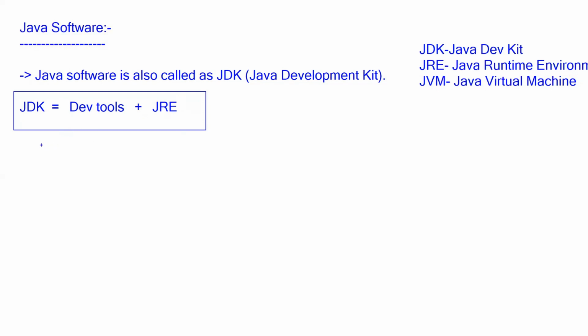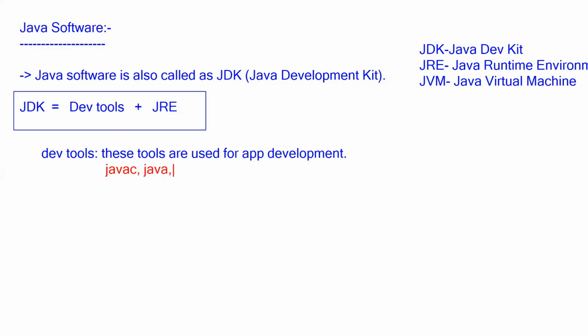So what are the development tools? Development tools are tools only. They are used for application development. That's why they are called dev tools. And what are they? Some of them I'm writing here: javac, java, javap, javah, appletviewer, etc. So these are all the Java development tools.